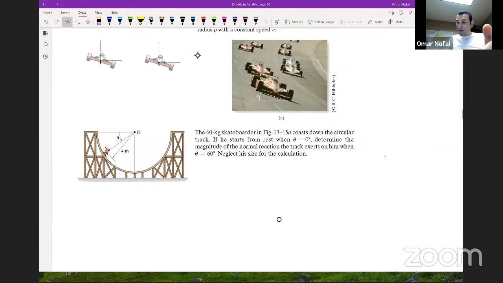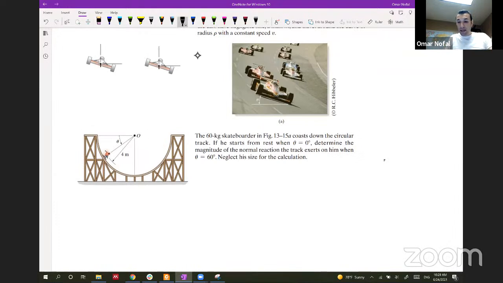Okay, so in this problem, it says that we have a 60-kilogram skateboarder in this figure who coasts down the circular track. If he starts from rest at theta equals 0, like starting at rest from this point, determine the magnitude of the normal reaction that the track exerts on him when theta equals 60. Like when he comes here, we need to find the amount of the normal force here. So let's solve this problem.